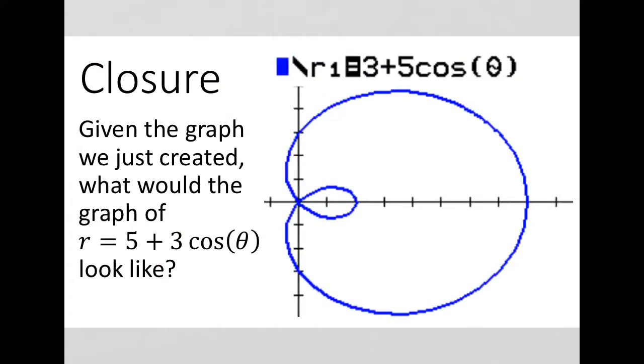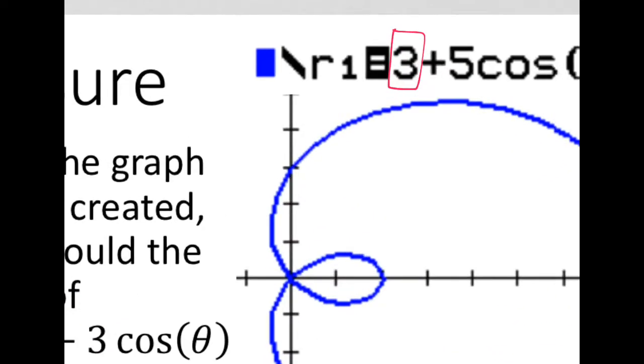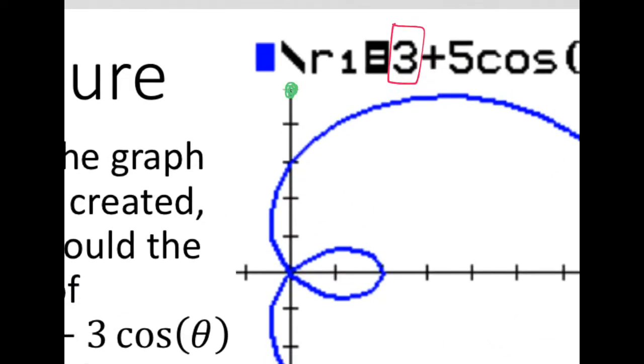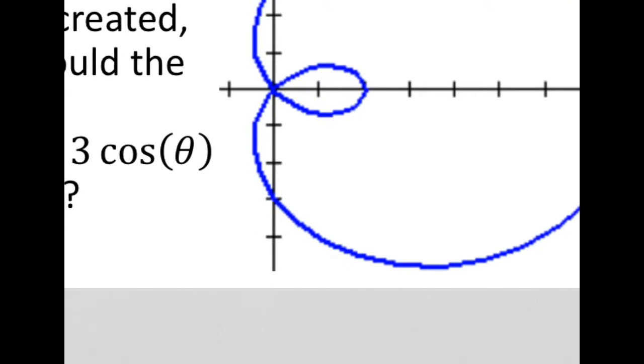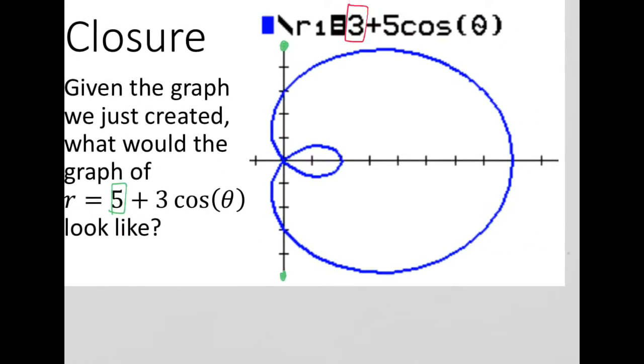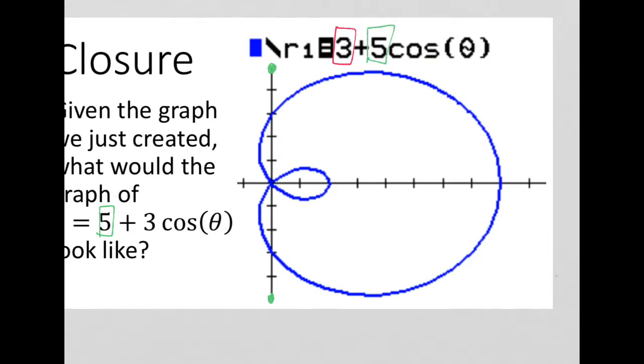So let's finish just by thinking about what we just said. Given the graph we just found, 3 plus 5 cosine of theta, how would it look differently if we did 5 plus 3 cosine theta? Well, remember what that 3 did. That gave us that 3 and that 3 right there. So if I change that value to a 5, that means I'm going to get 1, 2, 3, 4, 5, a point up there, and 1, 2, 3, 4, 5, a point down there. And what did that 5 do with that 3? Well, they added together to give us that piece, and they subtracted to give us that 2.